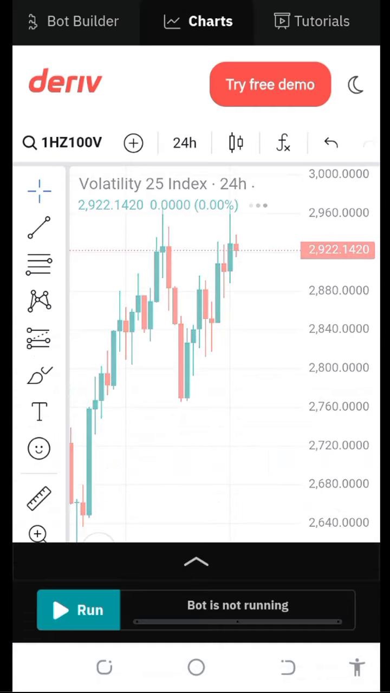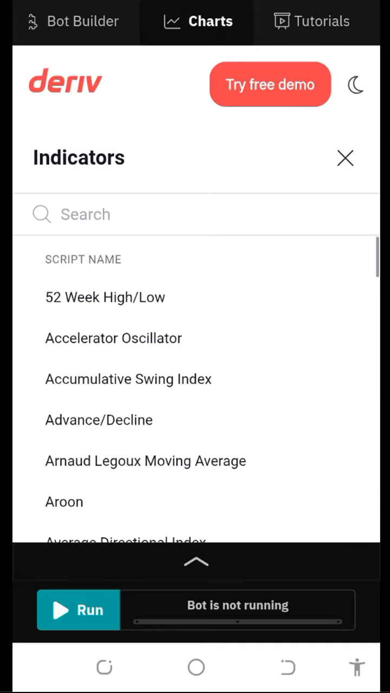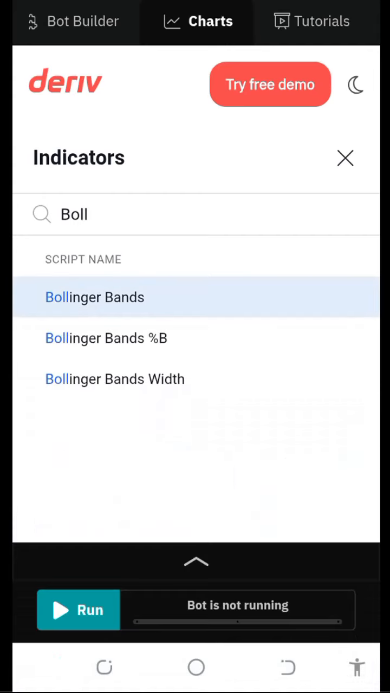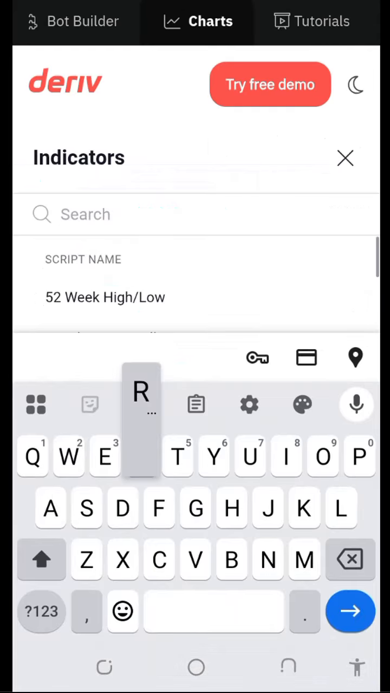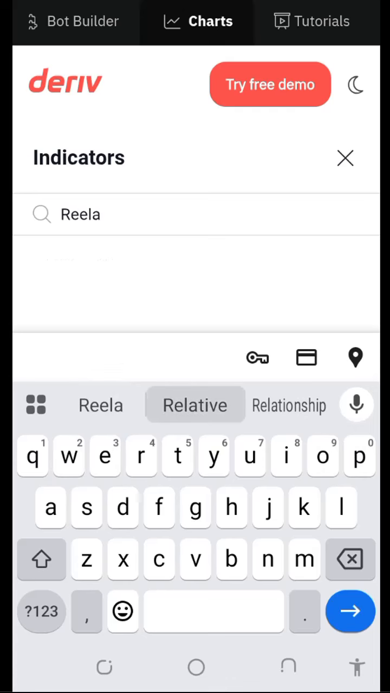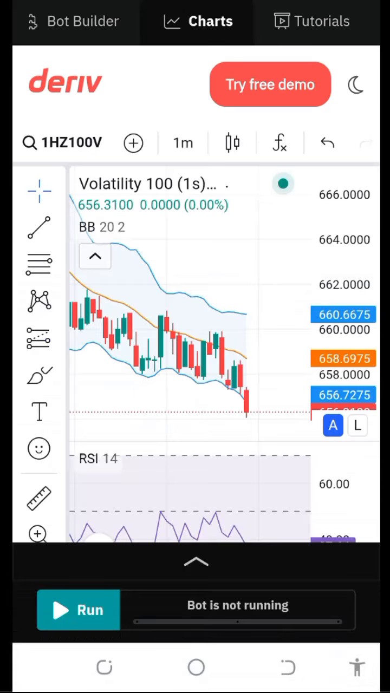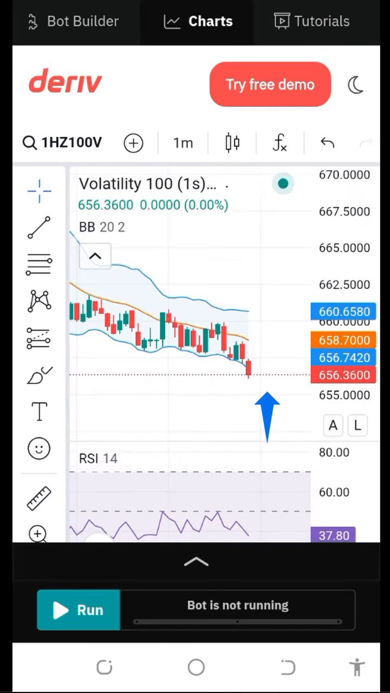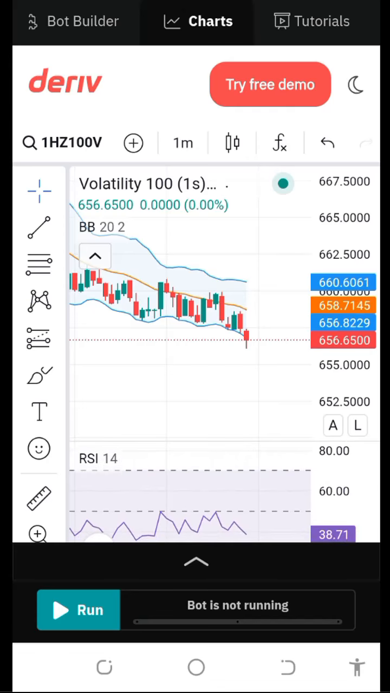Okay, so volatility 101S, 1 minute time frame, and then the first indicator we are going to use is the Bollinger Bands like that, and then the relative strength index like that. You can see the candlestick is already touching the lower band. That means the market is about to reverse. You can see the red candlestick there, and it has reached that outer band, or the lower band.